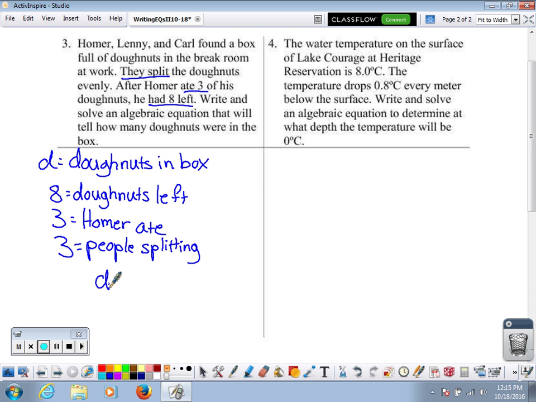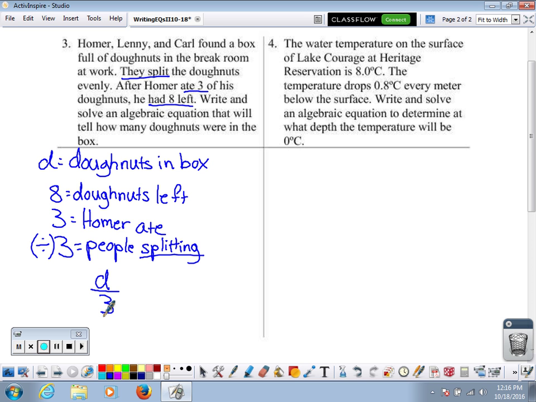We start with D donuts in that box. Okay? Then what happens to that box of donuts? What happens in the story? Well, something else happens first. They got split between the 3 people. Okay, so splitting. What math operation is splitting? Division. So we're going to take the donuts and divide them by 3. Okay, and that's how much each one of them walked out of that room with.